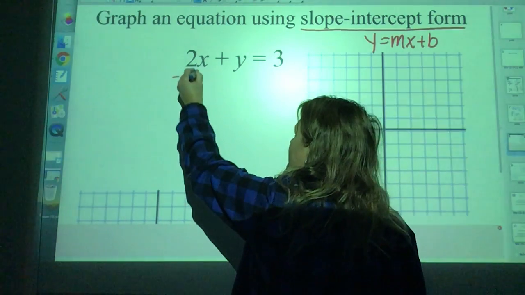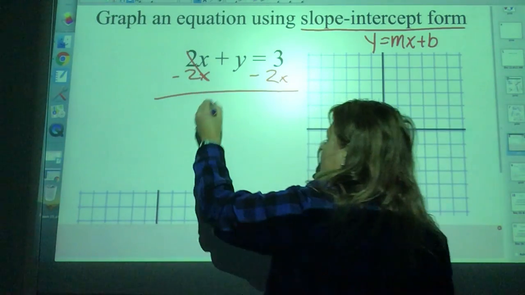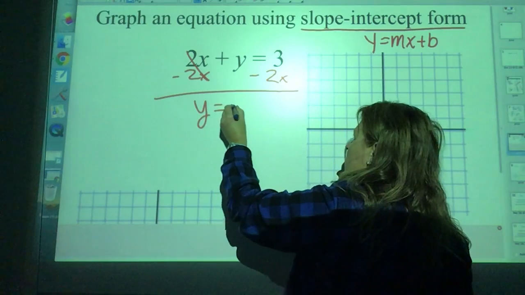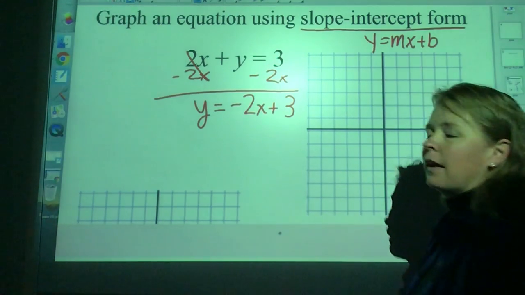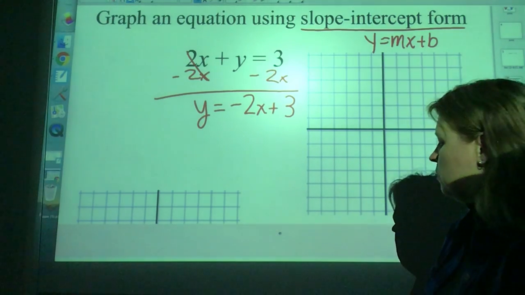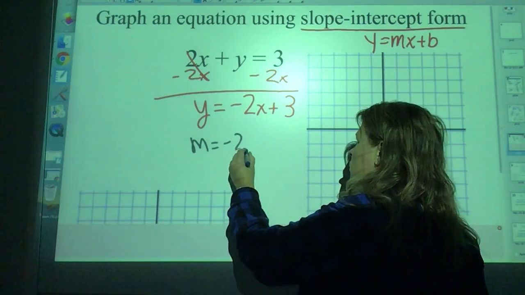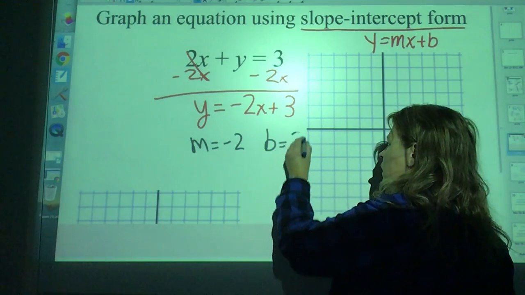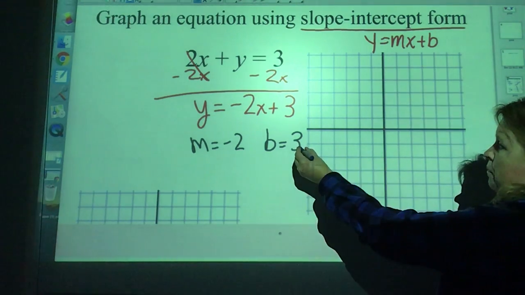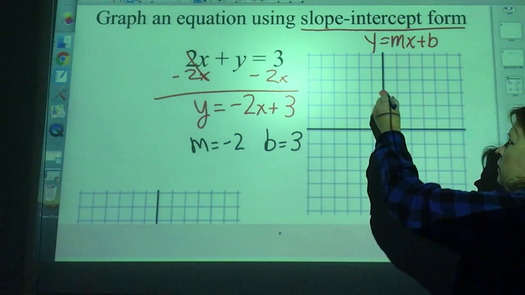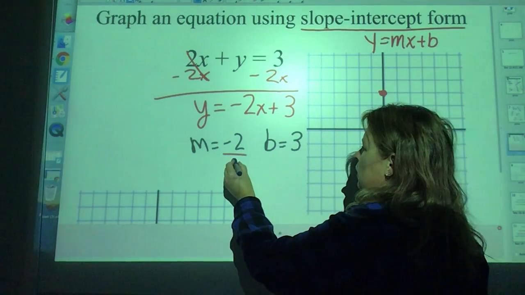So you first have to subtract the 2x over to this side. Write the equation as y equals -2x plus 3. We've worked on that for like 3 different sections now. We should be good at it. Now you have an m of -2 and a b of 3. Start up 3, because it's positive this time. And our slope, if it doesn't have a run, put it over 1.